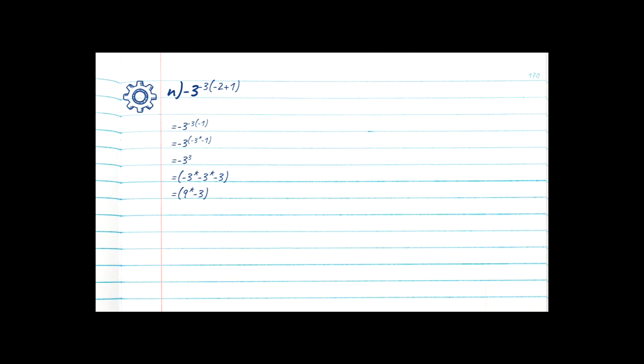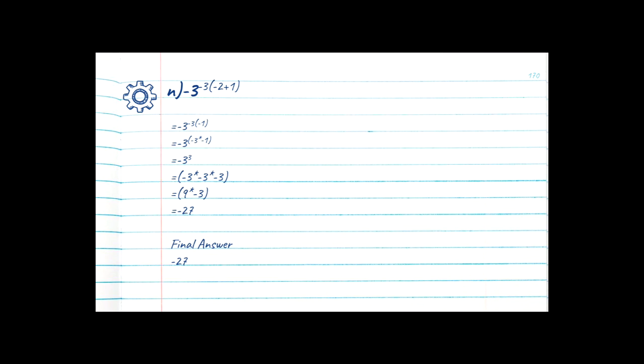We drop the rest of the equation down. Now we have a positive 9 times a negative 3. So a negative times a positive will give you a negative, and 9 times 3 is 27. There's no further operations required, so our final answer is negative 27.